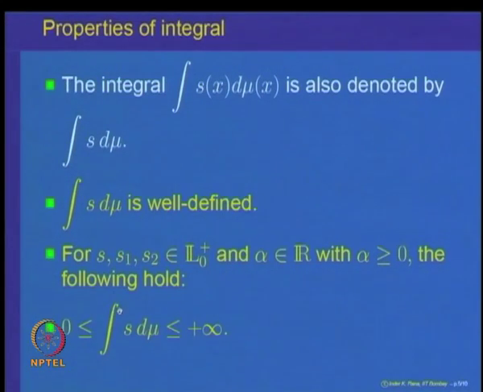So, first observation is that integral s d mu is a non-negative number, it could be equal to plus infinity. So, integral s d mu is an extended non-negative real number. That is obvious because what is the integral of s d mu? It is a summation of a_i's times mu of A_i's, all the terms are non-negative. So, this is a non-negative number. So, this is an obvious property.